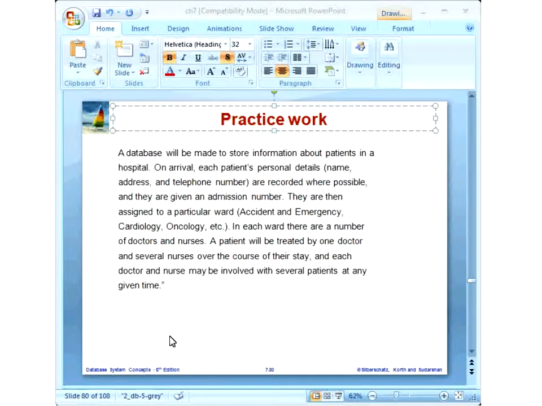So from this text, you first of all have to identify all the entities. Once you identify entities, you will have to identify their attributes and their relationships. So this work is for your practice. Try to make an ER diagram for this. Since the session is recorded, you can view this text later and work on it.